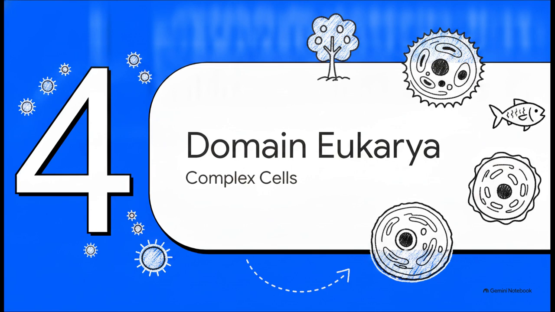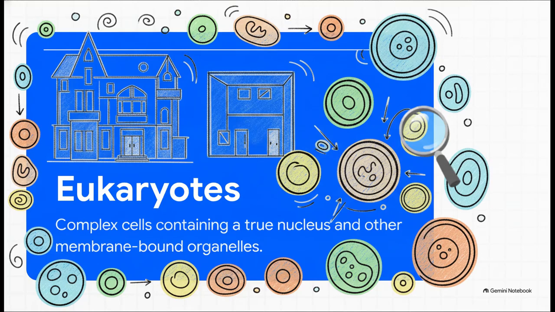Okay, moving on to Part 4, Domain Eukarya, the complex cells. The defining feature of this domain is right there in the name, eukaryotes. These are organisms consisting of complex cells that contain a true nucleus. Think of the nucleus like a dedicated, highly protected vault for their DNA. They also have other membrane-bound organelles, so if prokaryotes are like a simple open-plan studio apartment, eukaryotic cells are like a sprawling mansion with specialized closed-off rooms for every single task.